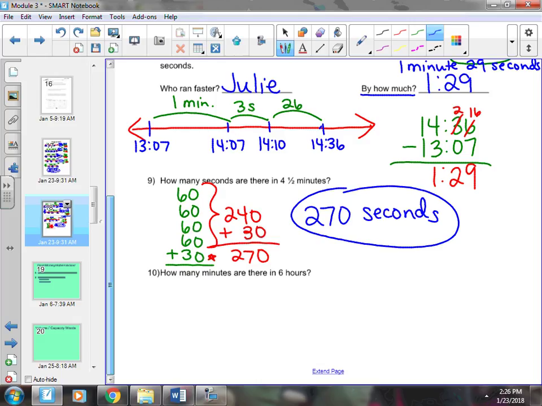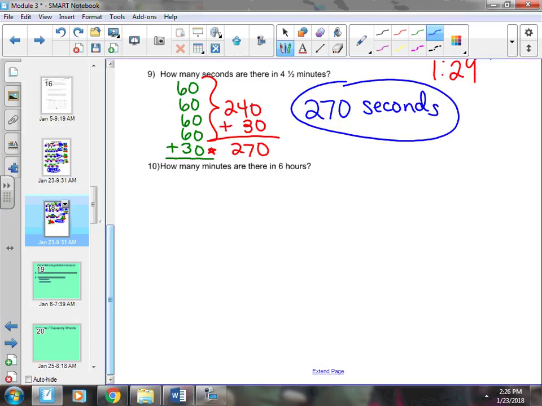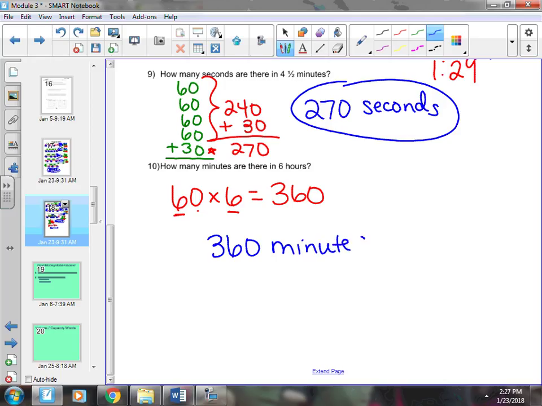And the last one. Number 10. How many minutes are there in 6 hours? There are 60 minutes in an hour. I could do 60 plus 60 plus 60 plus 60 plus 60 plus 60. Or I could just do 60 times 6. 6 times 6 is 36. 1 on the left, 1 on the right. So the answer is 360 minutes.